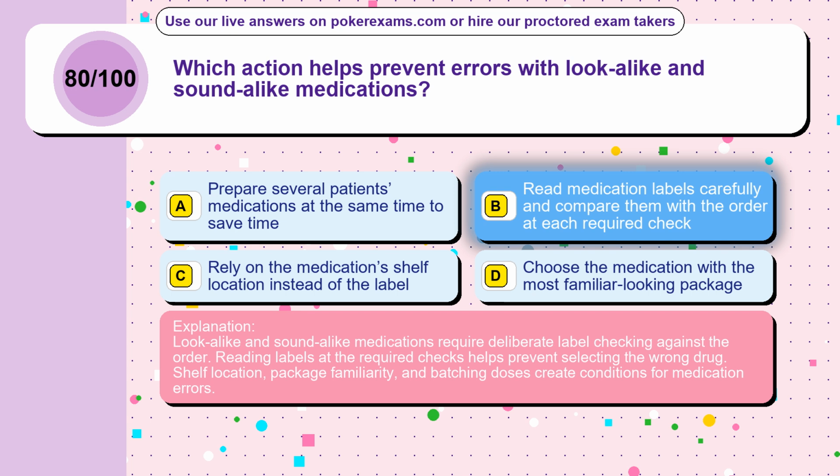Look-alike and sound-alike medications require deliberate label checking against the order. Reading labels at the required checks helps prevent selecting the wrong drug. Shelf location, package familiarity, and batching doses create conditions for medication errors.